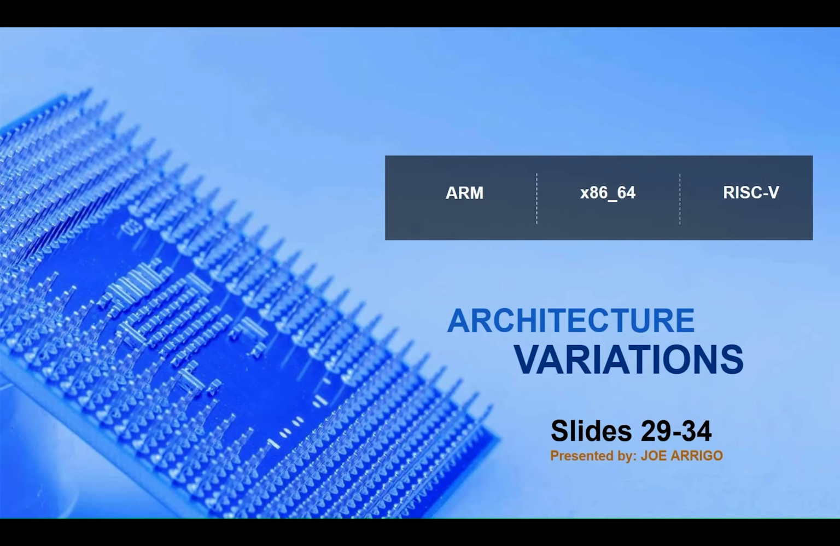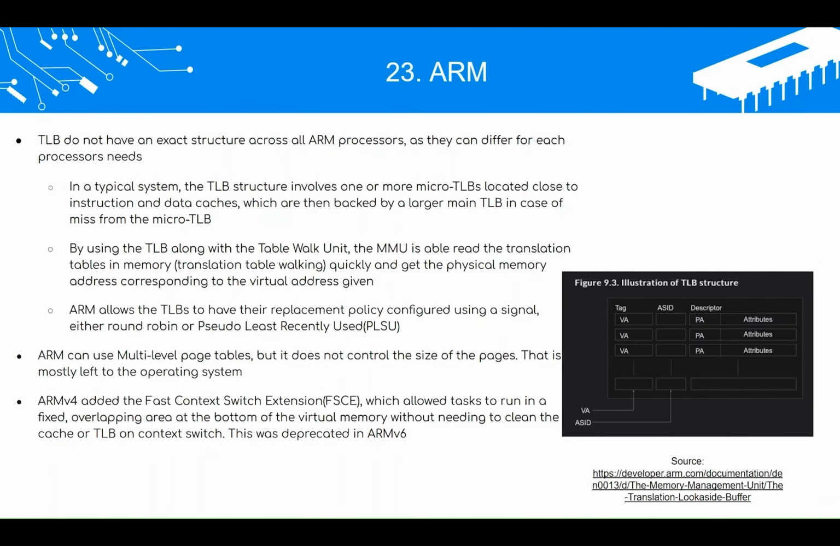Hi, it's Joe again, and now I'm going to be covering some different variations of memory management systems across different architecture types. When it comes to ARM processors, translation look-aside buffers don't have an exact structure. Because ARM is a CPU architecture for which there are multiple varieties, each variety can differ in accordance with its own needs.